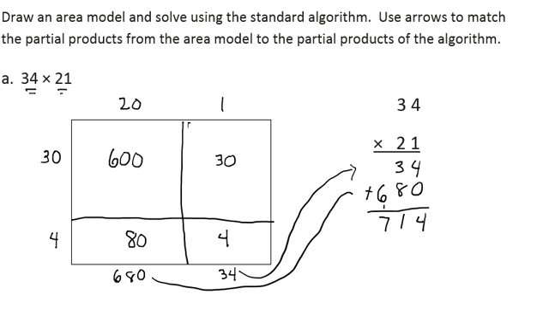You can see how this matches up to the standard algorithm. 1 times 4 is 4, 1 times 3 is 3. 20 times 4 is 80, 20 times 30 is 600. I add the partial products again for a total of 714.